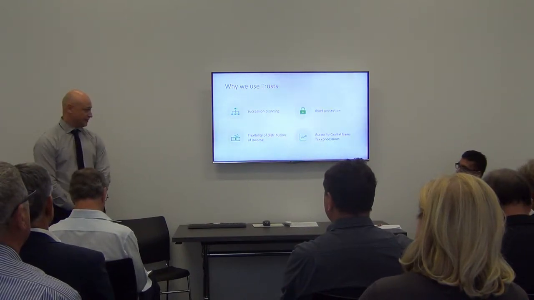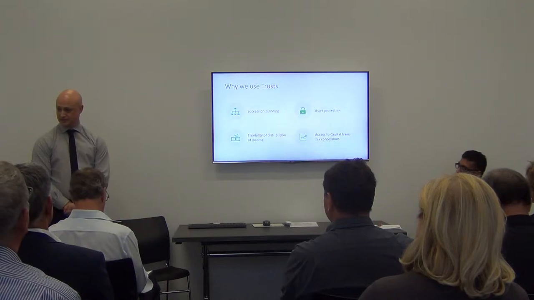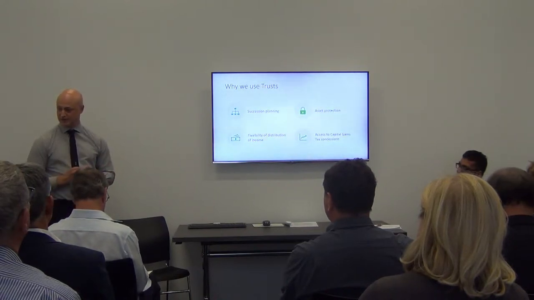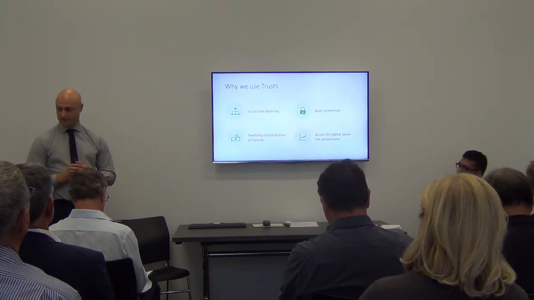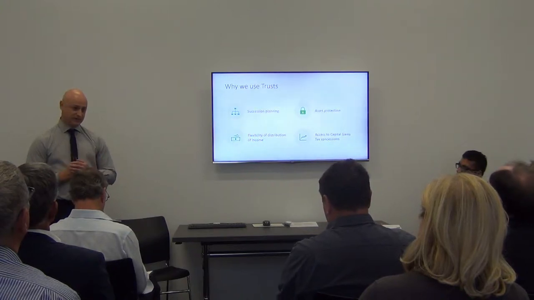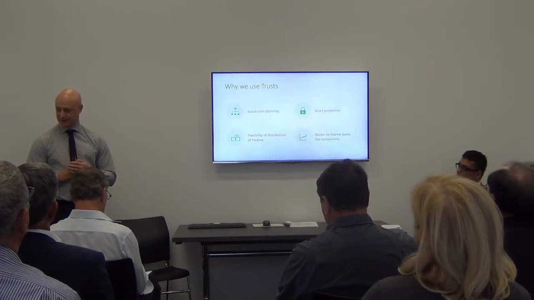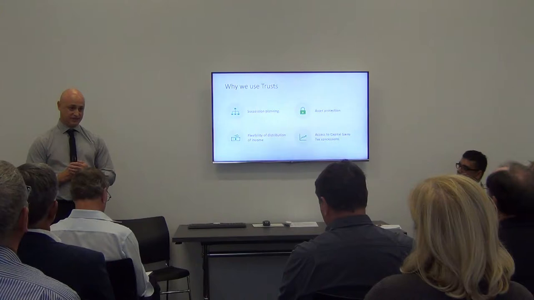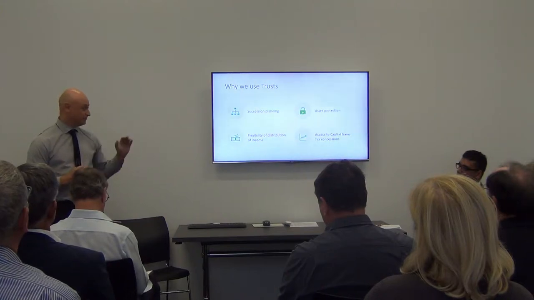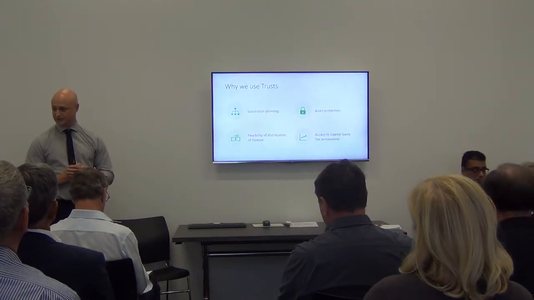And the last one there, access to capital gains tax concessions. We'll get through it in a future slide: any assets that you hold in the trust and you sell for a gain, provided you hold those assets for more than 12 months, there's a 50% tax exemption on the capital gain. And if you're a small business and you sell that business, there's a raft of concessions that you can use to potentially have the capital gains tax reduced to zero. So there are four valid reasons why we should have trusts.